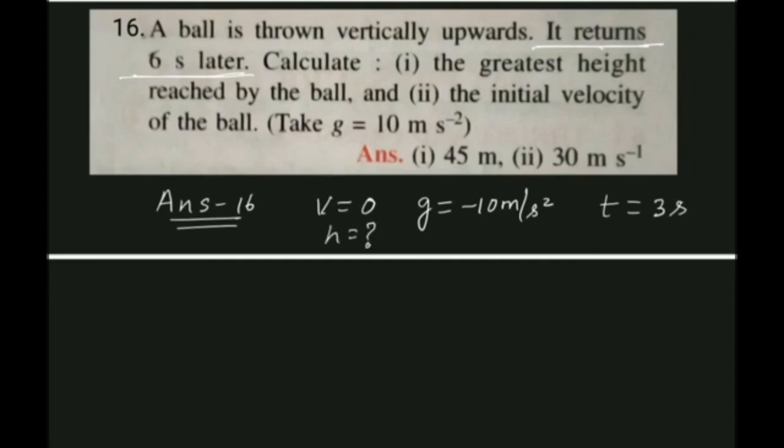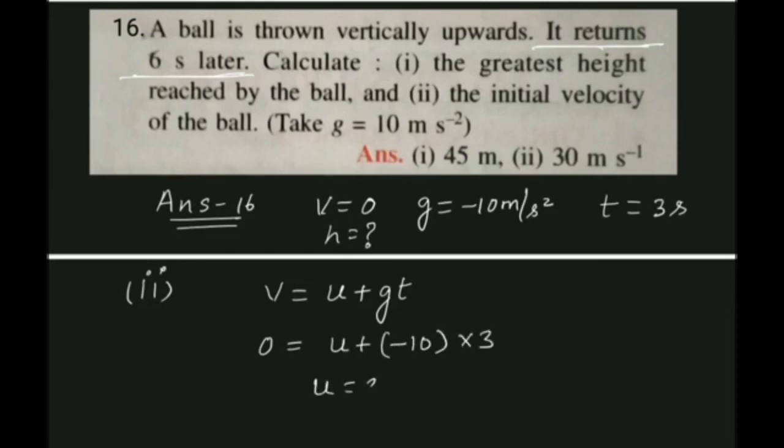So here the initial velocity is the second part. If you solve the second part first, it will be okay. So v equals u plus gt. V is 0, u we have to find out. The value of g is minus 10 and time is 3. So it is coming u equals 30 meter per second. So it is easy to solve the second part first.